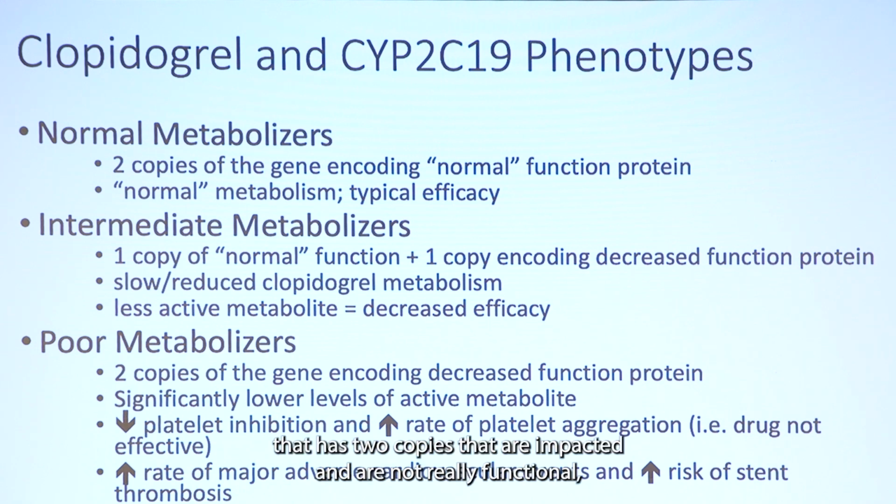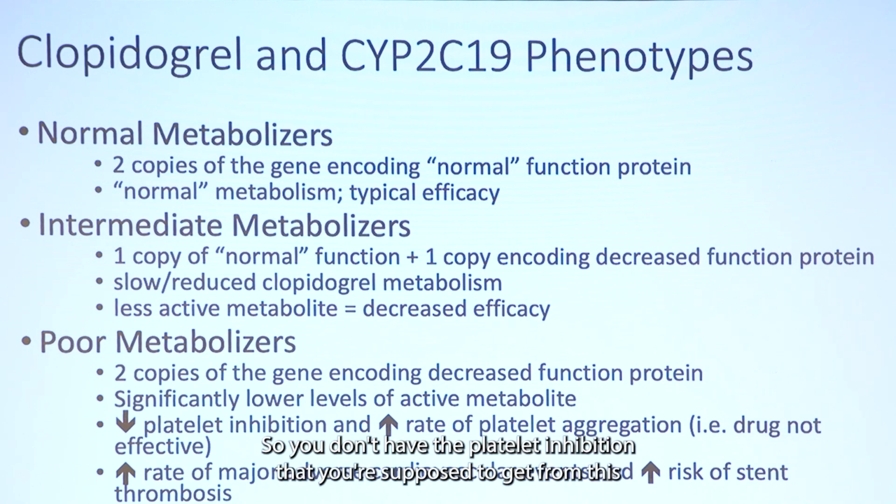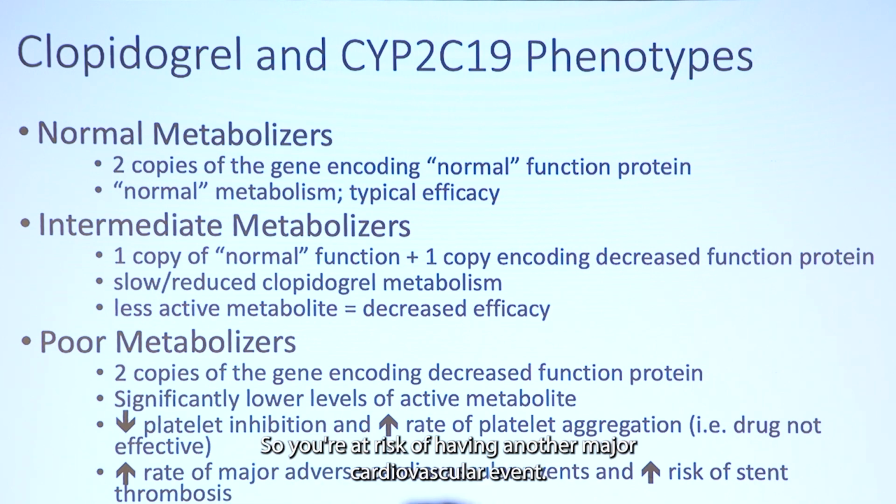And now if you're a person that has 2 copies that are impacted and are not really functional, then as you can imagine, you're not really making the active metabolite, which means that you're not going to respond to this medication, so you don't have the platelet inhibition that you're supposed to get from this drug. You have an increased rate of platelet aggregation, and so you're at risk of having another major cardiovascular event. Okay, it's pretty straightforward.